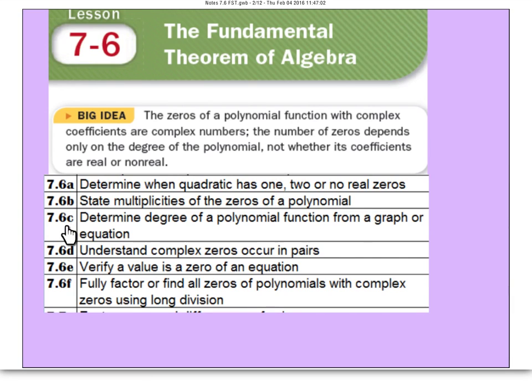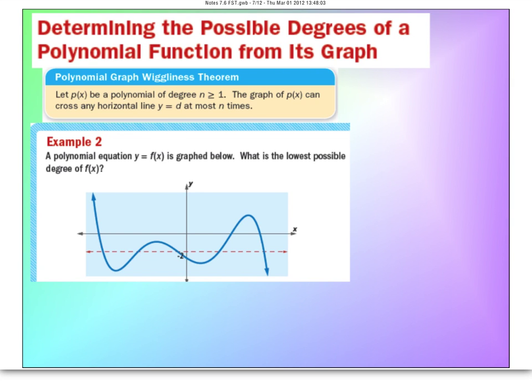In learning objective C, we're going to determine the degree of a polynomial by just looking at the graph or the equation. Now in this example here, all they're giving us is a graph of a polynomial. And look at the wording of this question. They want to know what is the lowest possible degree of this function. Notice this is the key, the lowest possible answer.